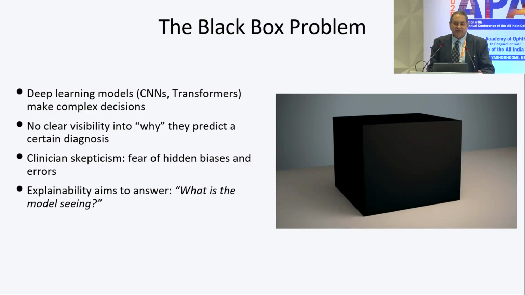There is something called the black box problem. That's what has been described. The typical deep learning models make very complex decisions, and there is no clear visibility why they predict a certain diagnosis. And definitely there is a skepticism of a clinician because of the hidden biases and the errors which can happen. So basically explainability aims to answer what the model is seeing to predict or to give a diagnosis of a disease.